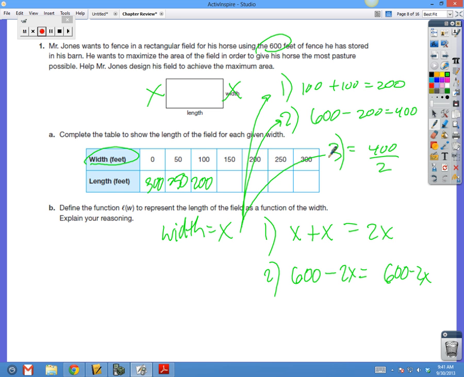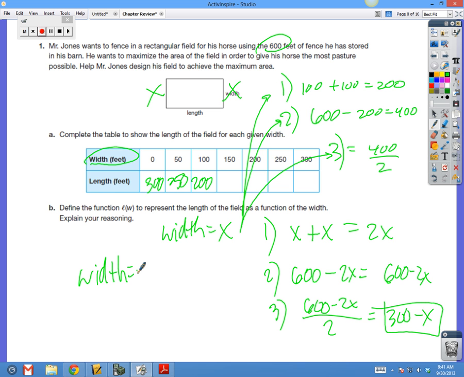Move number 3, you are going to take that and cut it in half. And I can actually cut both these in half. I can simplify that to 300 minus x. So the rule to find the width, or this will not give me the width, this will give me the length. I take 300 minus the width, and let's see if that is accurate.